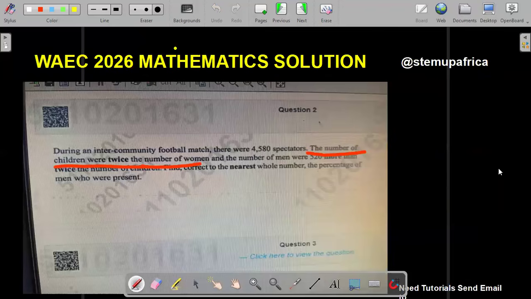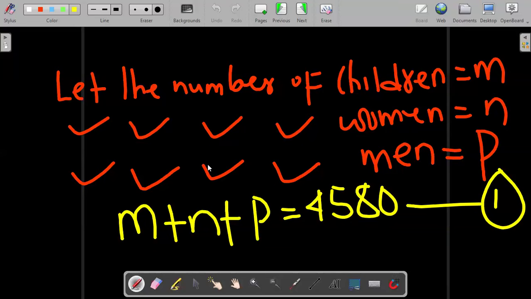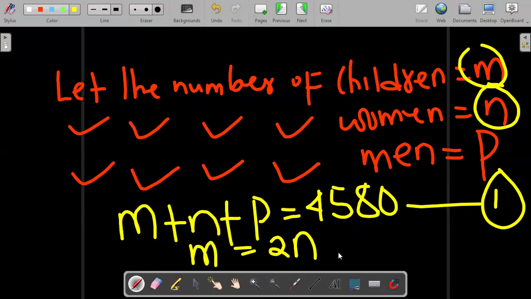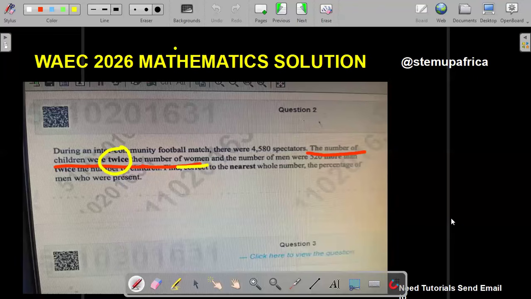So let's go back. You said the number of children was twice the number of women. What is the number of children? M. You say it's twice this number. It simply means that M is 2 times N. Let's call it equation 2. The number of children were twice the number of women, so M is 2N.